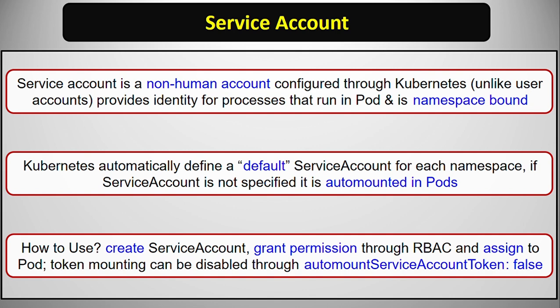Then we grant permission to the account through role-based access control. And in the end, we assign particular service account to the pod. By default, API credentials of service account are mounted when it is initiated in the pod. You can opt out this default behavior by disabling token mounting through automountServiceAccountToken false.